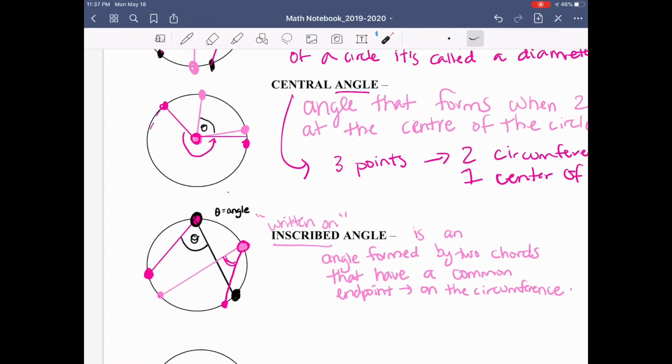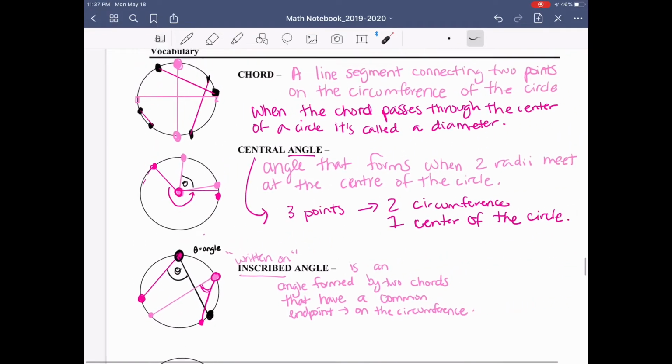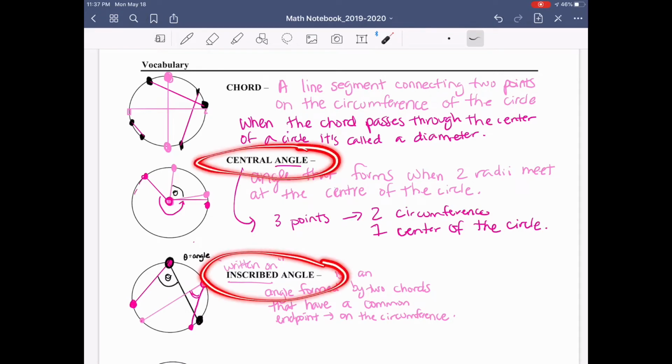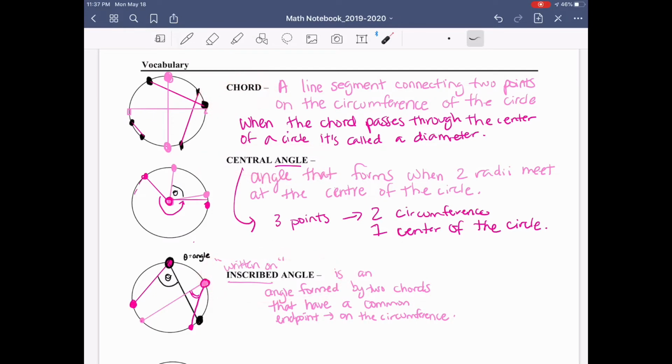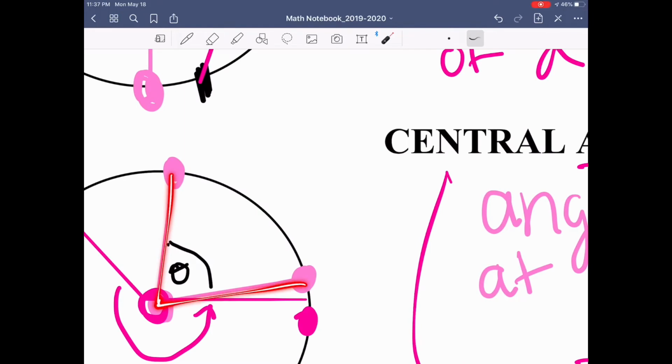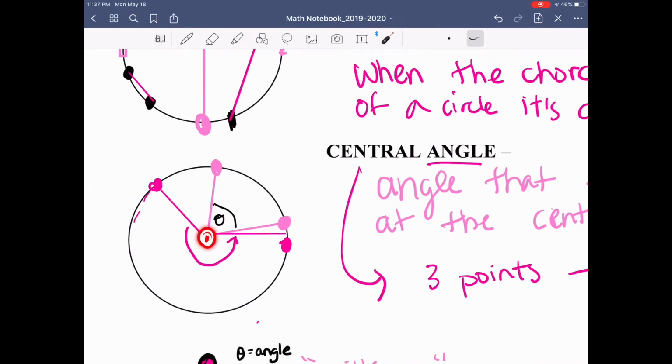The reason, guys, that you have to know these is because there's going to be some rules that you have to learn between the relationships between inscribed angles and central angles and chords. And so you have to know what these things mean. Okay? So an inscribed angle is when two chords connect, they form an angle. A central angle is when two radiuses connect, they form an angle. And don't forget that a radius is anything from the center to the edge of a circle.